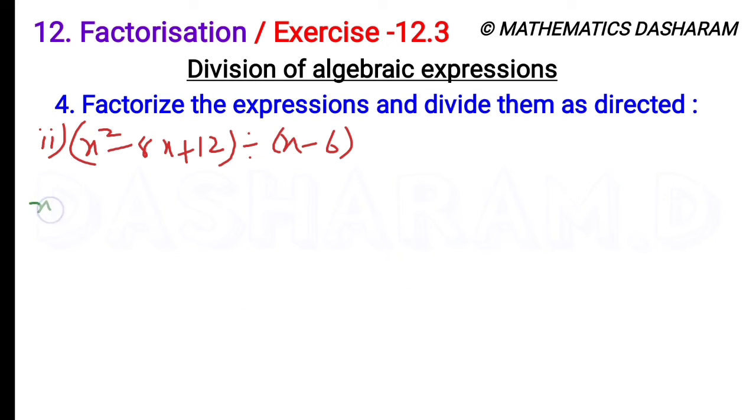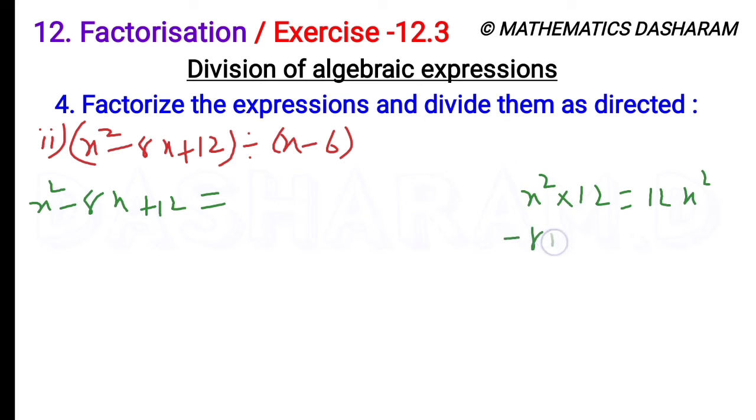Second question, x square minus 8x plus 12 all divided by x minus 6. Before doing the division, let's do factorization. First and last, 12x square, and the second one is minus 8x. So 1 comma 12, 1 twelves are 12, 2 sixes are 12, 3 fours are 12. In these, 2 comma 6 is suitable, because minus 2x plus minus 6x, and minus 2x into minus 6x is plus 12x square.